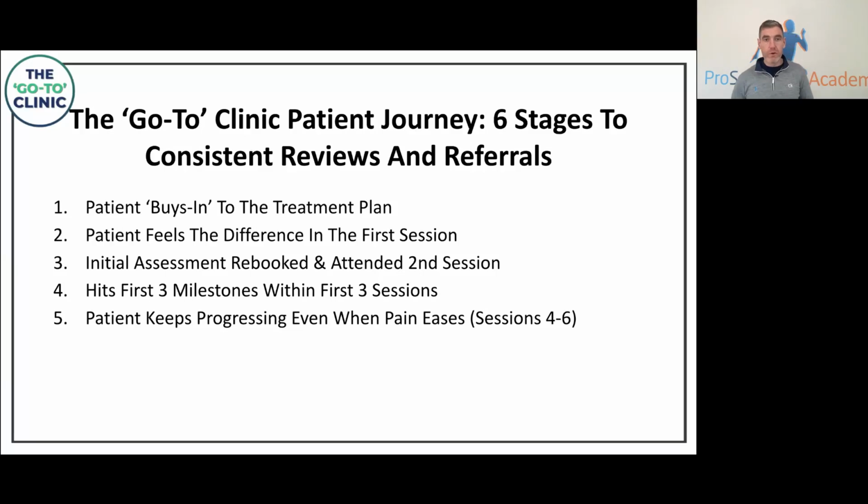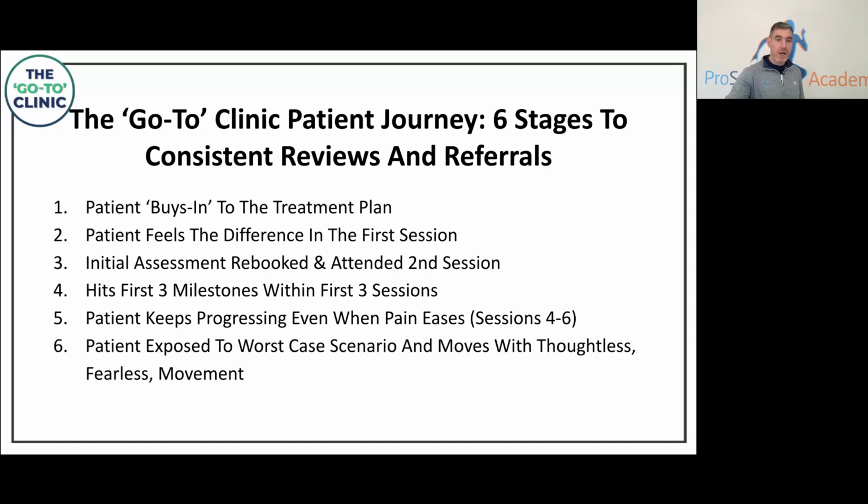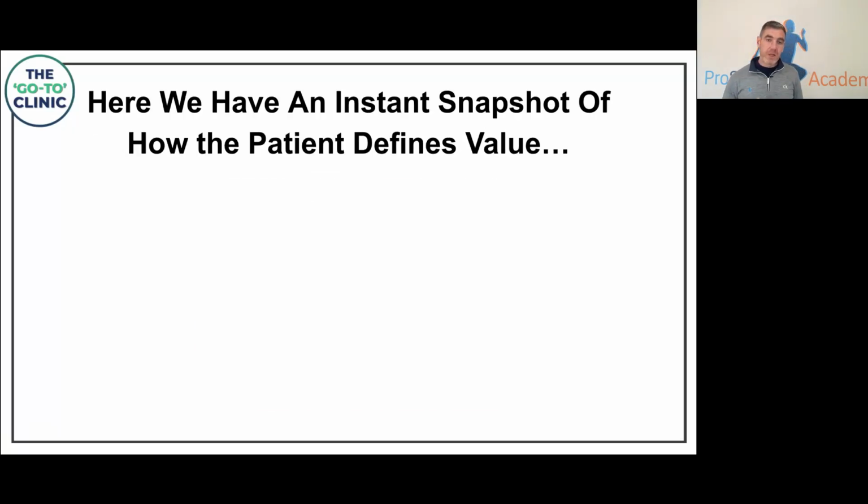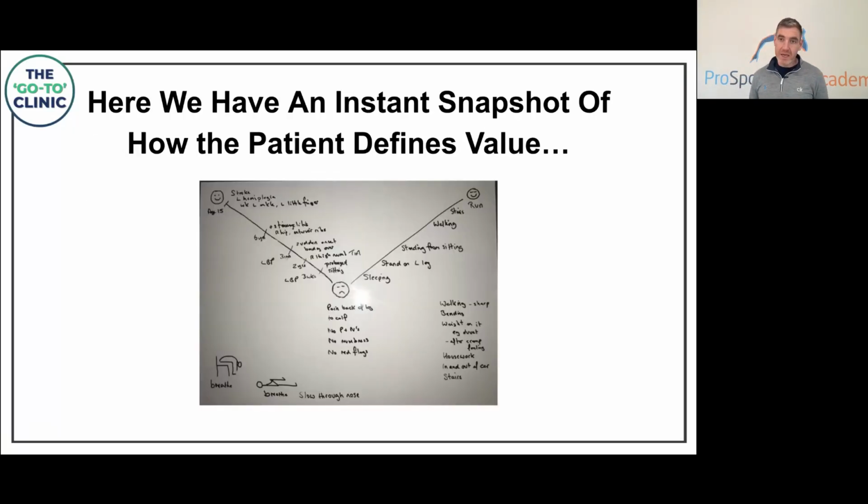In stage 5, we can clearly see whether the therapist has a clear plan for the next session with the patient. That's the thing I'm looking for in the patient notes. Even when the pain's eased, is there a clear plan for the next session, and has that been communicated to the patient so that they can see they've made progress, but there's more progress to be made? And then stage 6 is, have we actually exposed them to the worst case scenarios and achieved the definition of success that they asked us for in the first session? So if we do all of those things, then the patient visit average essentially will take care of itself.